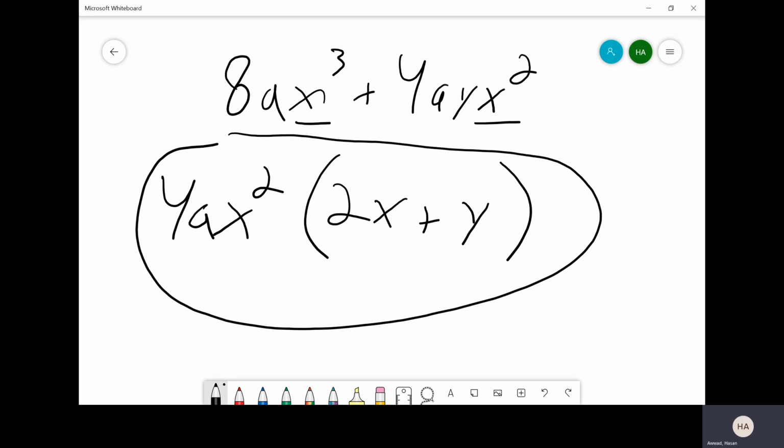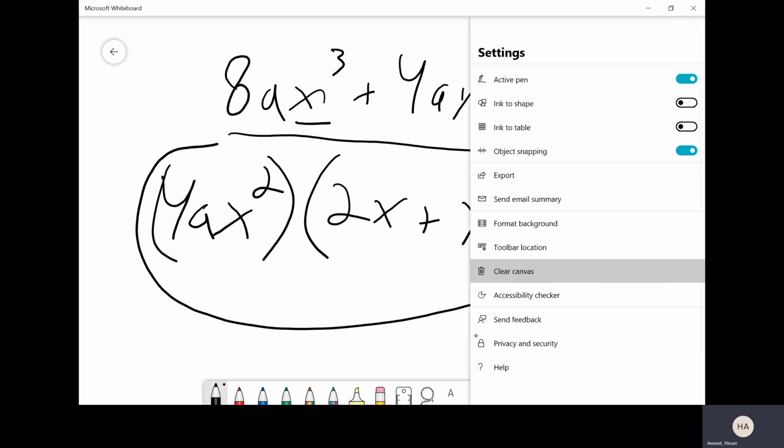And again, if you're not confident in this, or if you don't believe me, feel free to go ahead and check. And what you're going to do is distribute the 4ax squared to both terms in the parentheses. Okay, so hopefully that wasn't too bad.